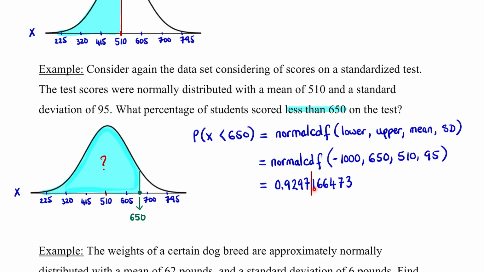This digit is 1, so I round down to 0.9297. And the question is asking for a percentage, so I convert this into a percent, 92.97%.